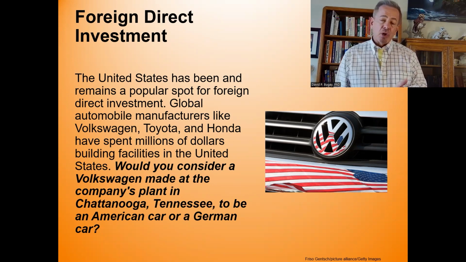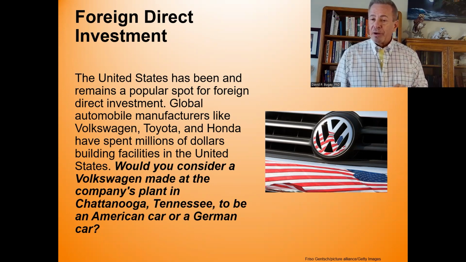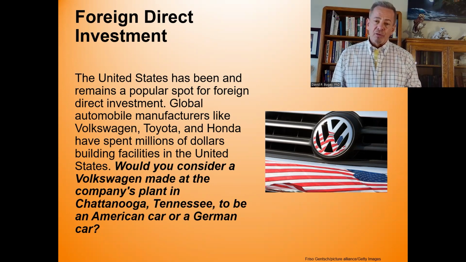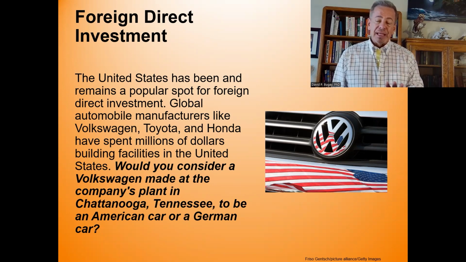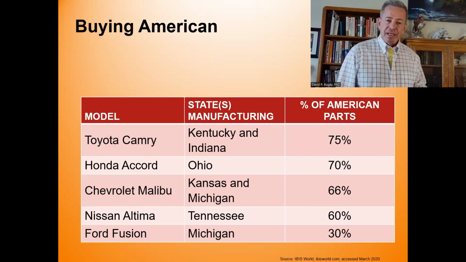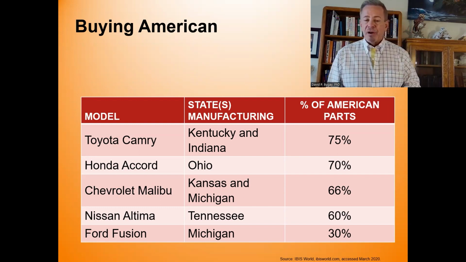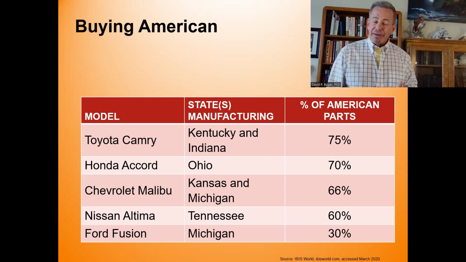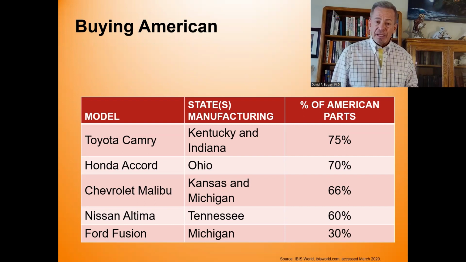You'll see a lot of major automakers having some type of foreign direct investment in the United States to avoid import restrictions, and also to sit down and give Americans a job to build long-term loyalty for these products that will last anywhere from 3 to 20 years, called cars. Buying American, you'll see over here, Toyota is a Japanese car company, but they make them over in Kentucky and Indiana, with about 75% of the parts American.